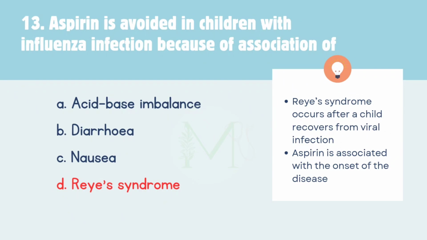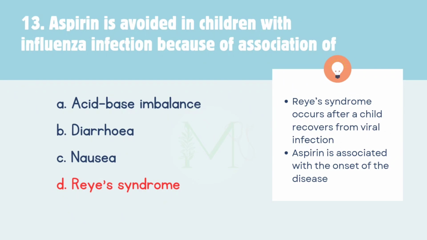Acid-base imbalance. This is incorrect because aspirin can cause metabolic acidosis in toxicity. This is not the reason for avoiding it in children with viral infection. Diarrhea is not directly related to aspirin use in viral infections. Option C is nausea. This is also incorrect because nausea may occur with aspirin use, but it is not the reason it is contraindicated in children with influenza. The correct option is Reye syndrome.